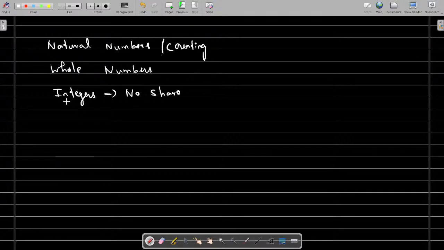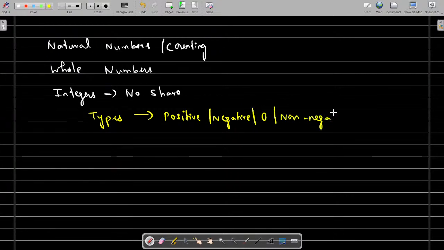And we were discussing types of integers. What are the types of integers? It can be a positive integer. It can be a negative integer. It can be a 0 value. It can be non-negative and also non-positive. Shall I write these integers as a complete number? You agree with me? What is this integer?